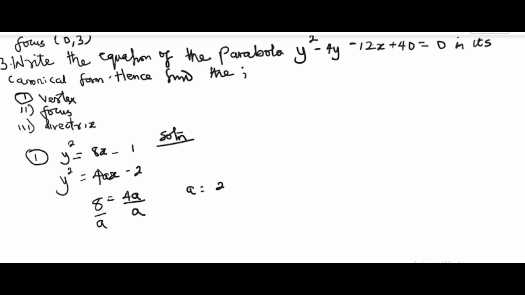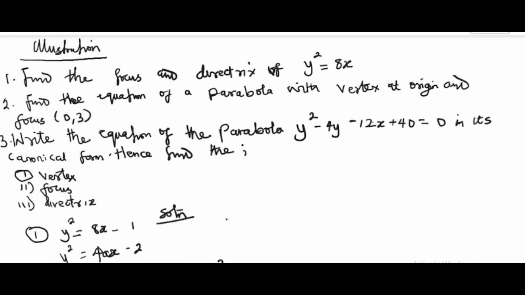Okay, so now since this equation is on the x-axis, how will I write it? I'll write the focus as 2, 0. So if this is my focus, what will my equation of directrix be? It will be x is equal to what? Minus 2. So since the focus is on the positive side, the directrix will be on the negative side. As simple as ABC.